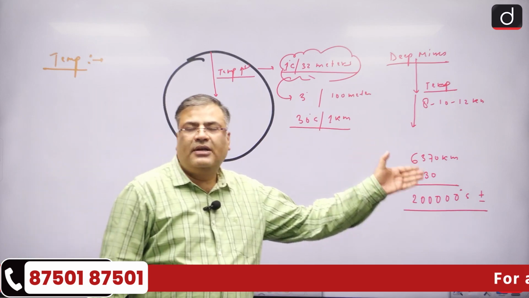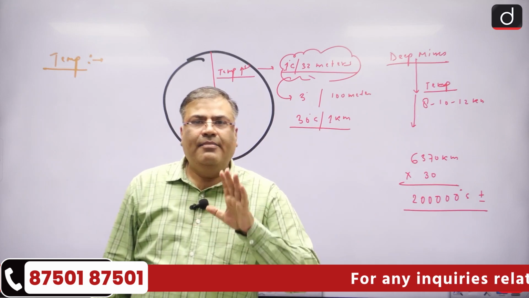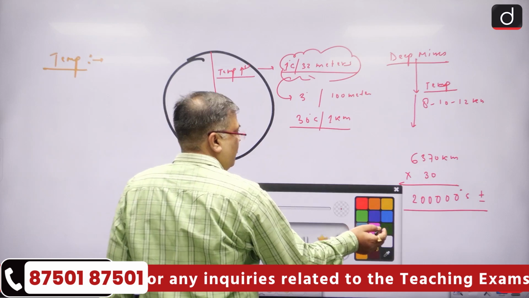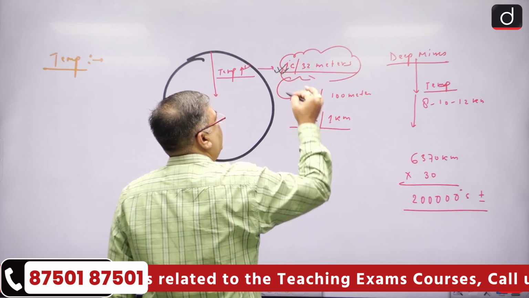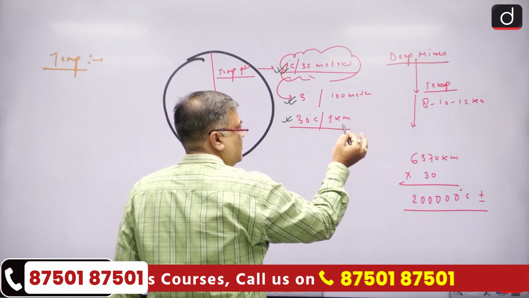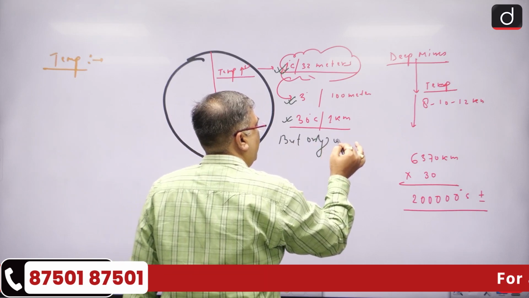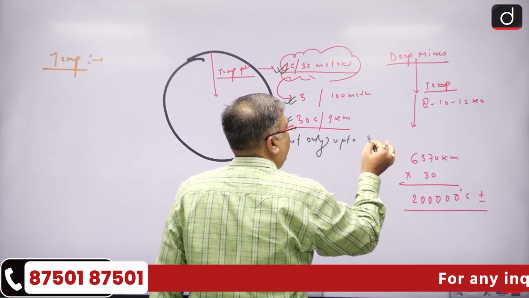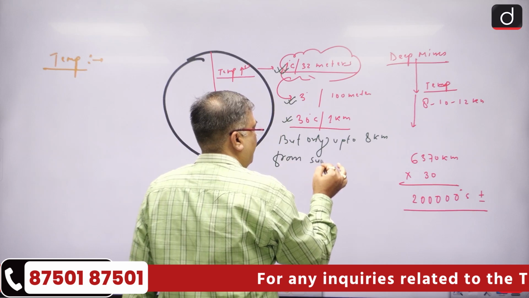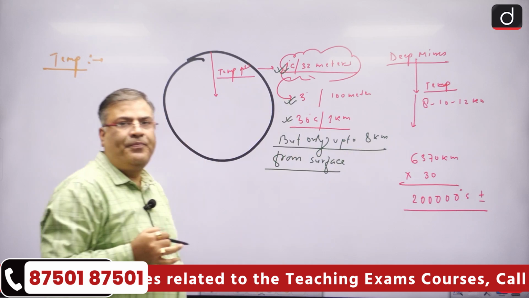But this is not the right way. Why? Because the findings suggest that temperature increases at the rate of 1 degree C per 32 meters, true, 3 degrees C per 100 meters, true, 30 degrees C per kilometer, true. But only up to 8 kilometers from the surface.